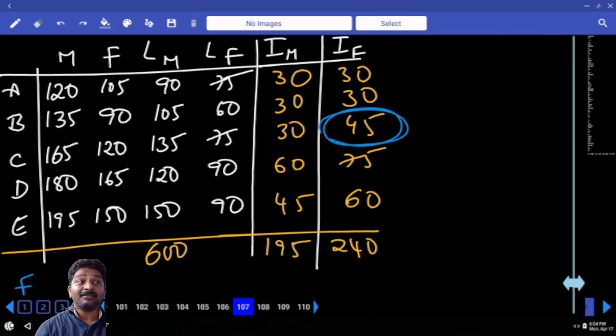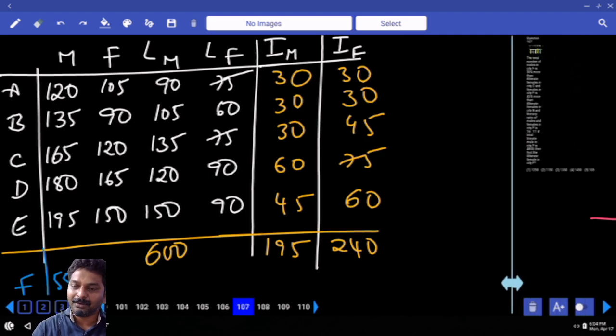And now our number is 30% more than this number. What is 10%? 4.5. 3 times, 13.5. 45 plus 13.5 is 58.5. These are all total male, right? Okay, continue.